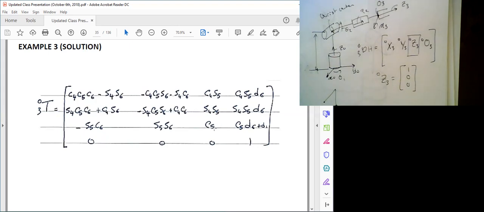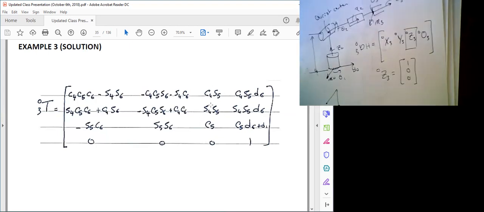So you use this entry right here to find theta 5. Basically, we have cosine theta 5 equal to some value. This will give me the pitch of this guy. So I can solve theta 5. Then once I have theta 5, I can use this to find my theta 4. So let's see how we can do that.